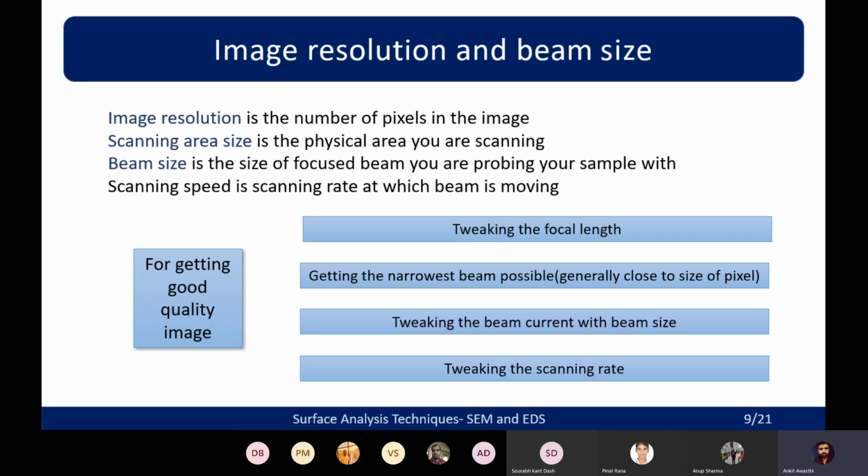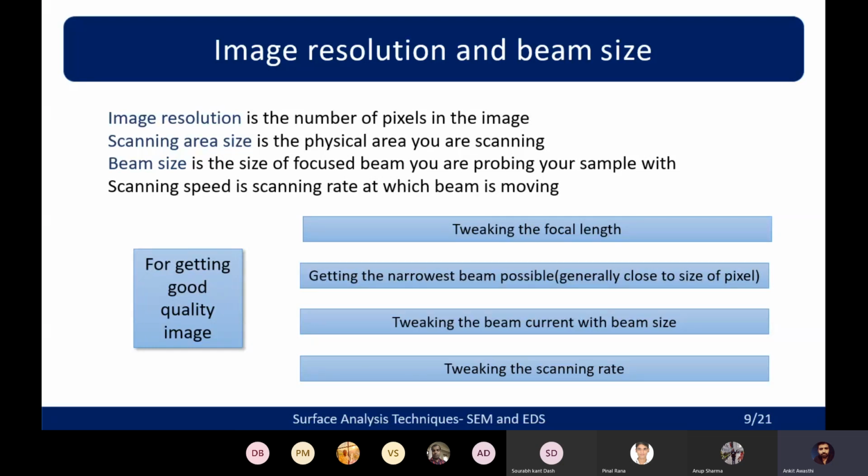Actually, it is very important to place the sample exactly or approximately near the focal length of the aperture. Otherwise, you get a very abrupt or blurry image. And getting the narrowest beam possible is also very important. The beam should be very narrow, generally close to the pixel size you require in the image. So if you need a pixel size of some 5 nanometer, then the beam spot diameter should also be in that range.